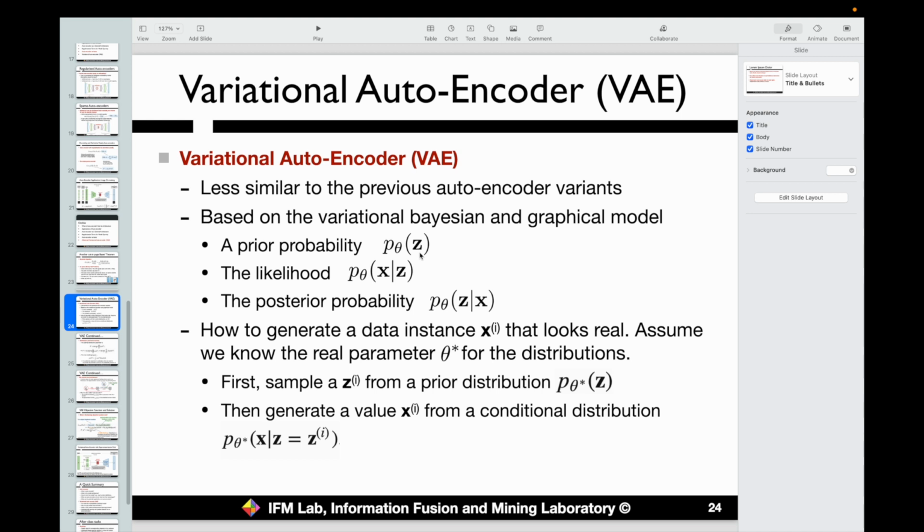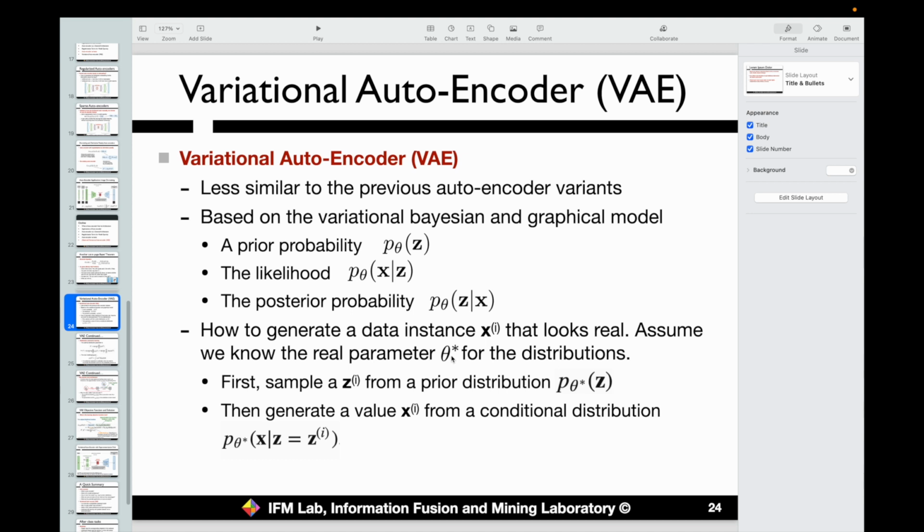The problem we are studying here is how to generate a data instance xi that looks as real as possible. If we assume we know the real or optimal parameters theta star for the distributions, then how can we do the generation?